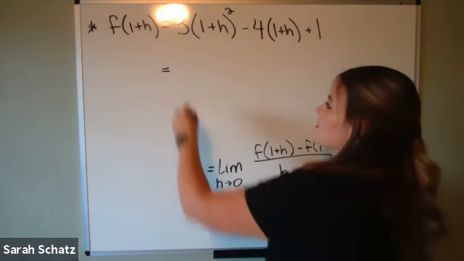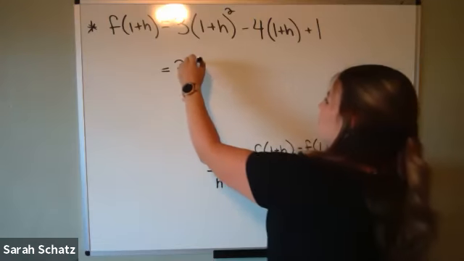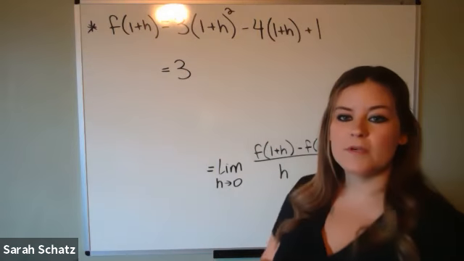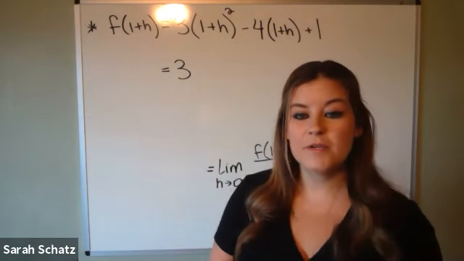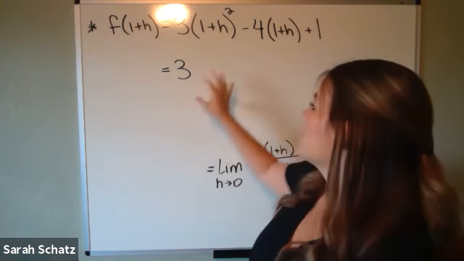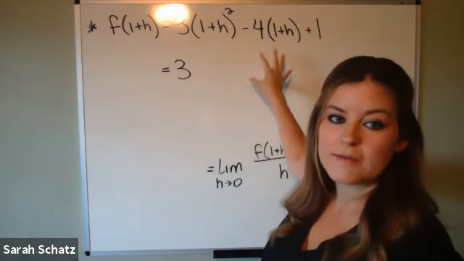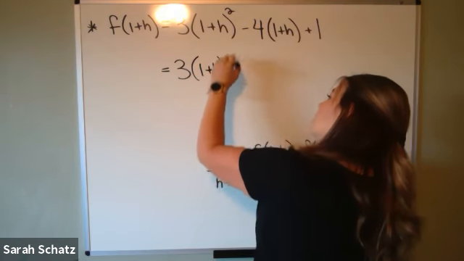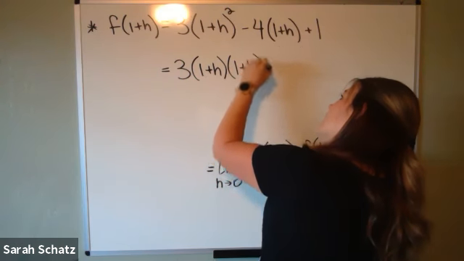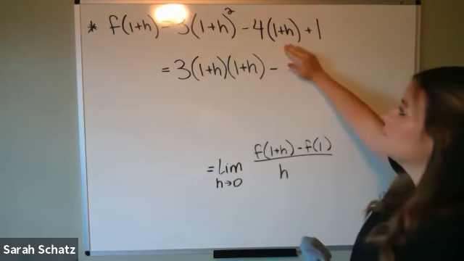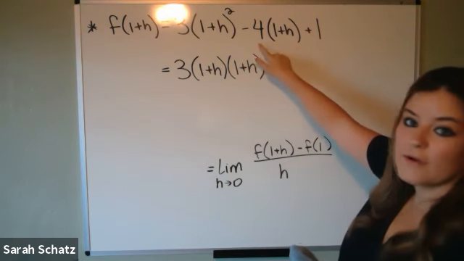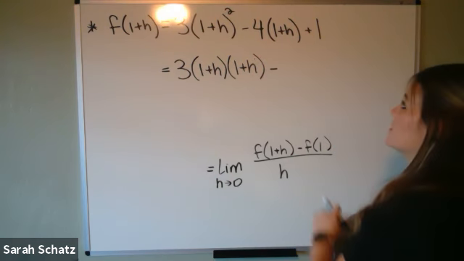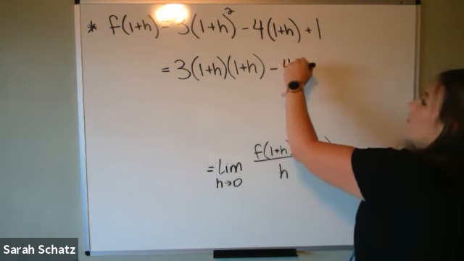Okay, so you guys, let's keep the 3 there. But let's do the 1 plus h squared. Remember, this is the important part. This is the part that's going to make or break your problem. You have to remember that this is 1 plus h times 1 plus h. Now here, because it's not squared or anything, you can go ahead and distribute this 4 to both of these terms. And you can call this minus 4 minus 4h plus 1.